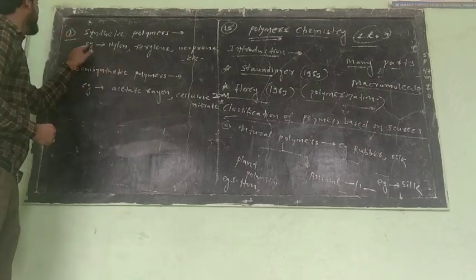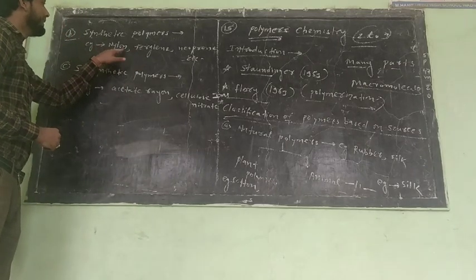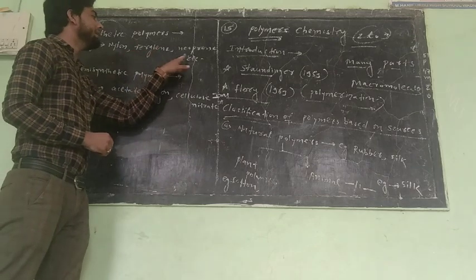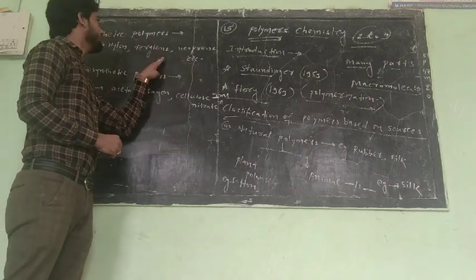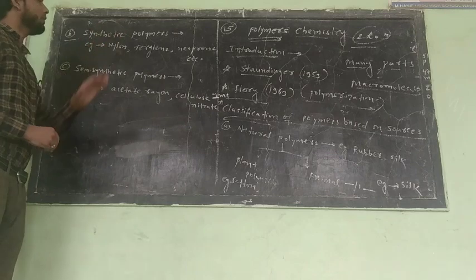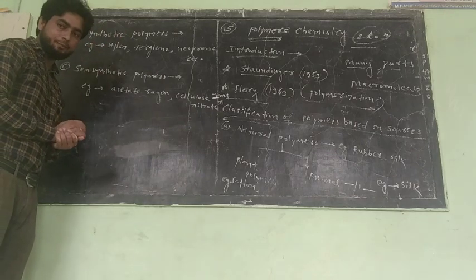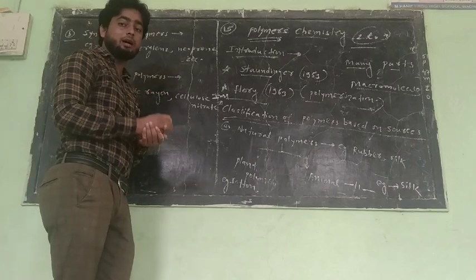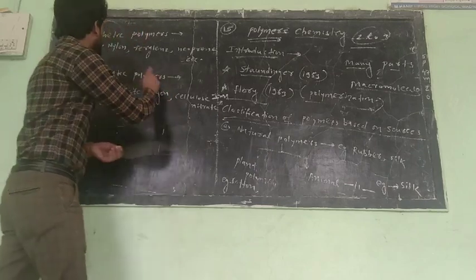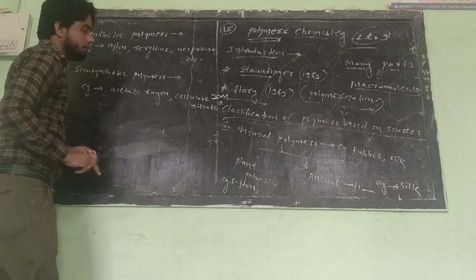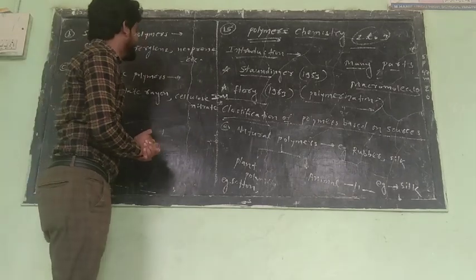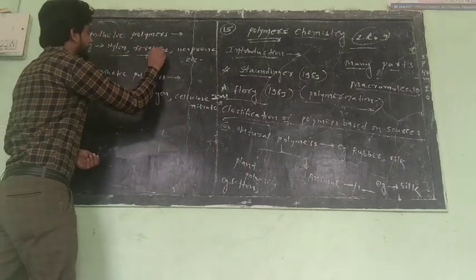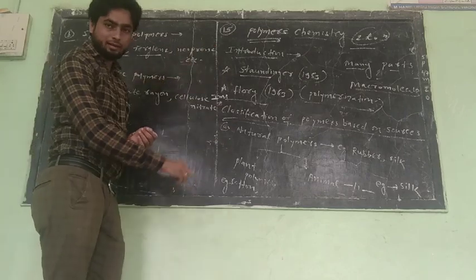Okay. If we take examples here: nylon, terylene, neoprene, etc. All these three are examples of synthetic polymer or artificial polymer. Clear? Those polymers which are prepared man-made, artificially, are called synthetic polymer or artificial polymer. Example, nylon, terylene, neoprene. Clear?